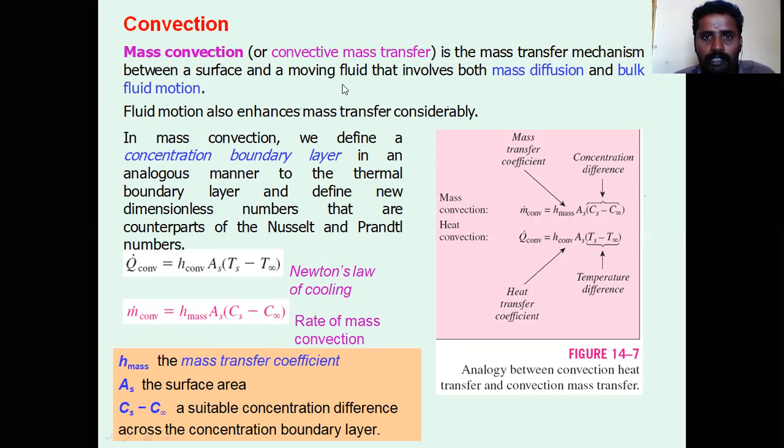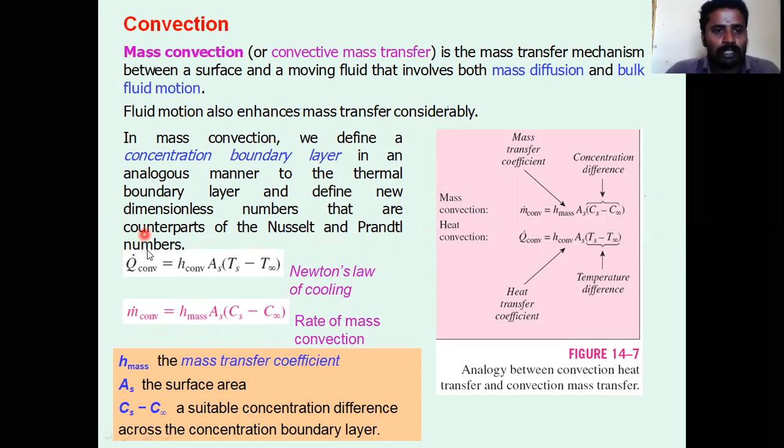Generally, we know convection. What is convection? It is the energy transfer from a surface to a fluid. There are two types of convection in heat transfer: forced convection and natural convection. Fluid motion also engages considerably with mass transfer. In mass convection, we define the concentration boundary layer in analogy with the thermal boundary layer, and define new dimensionless numbers that are counterparts of the Nusselt and Prandtl numbers.